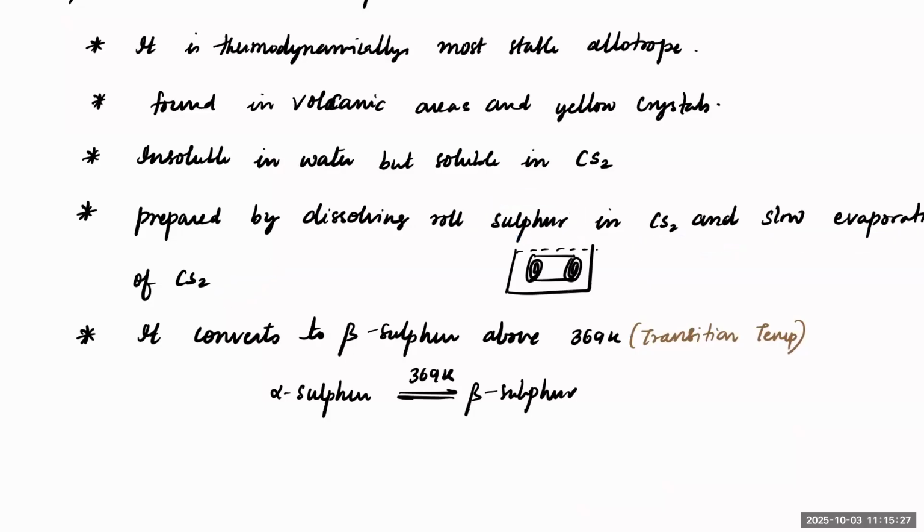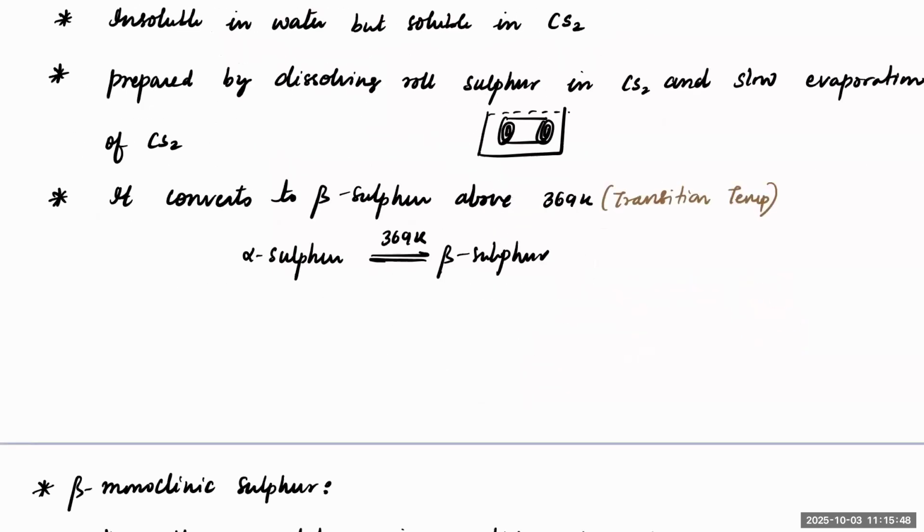evaporation of CS2. Sorry, roll sulfur is the other form. In fact, you imagine like this, whatever the sulfur that is erupted is most likely rolled kind of. That's why it is called roll sulfur. So when you add that sulfur to CS2 and slowly evaporate the CS2, the crystalline form which is left over is the alpha sulfur.